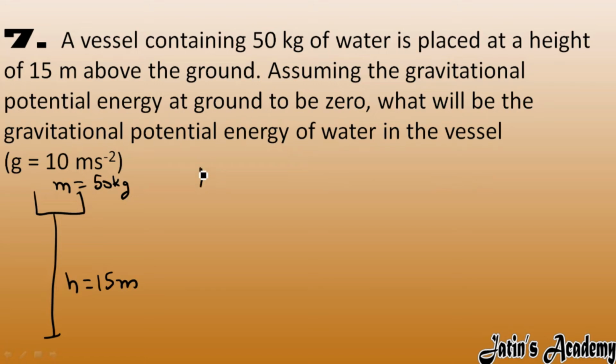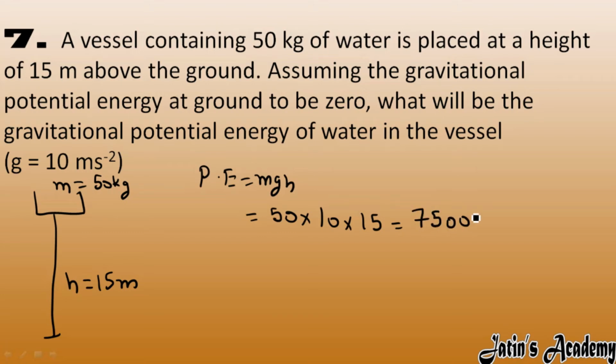Potential energy formula we have mgh. So here at the ground potential energy is 0. So here we will not take any potential energy. So mass value we are given as 50, g value it is given as 10, and height value it is given as 15 meter. So when you multiply 15 into 5 into 10, here you will get 7500 joule. So potential energy stored in the water which is placed in a vessel above the 15 meter height is 7500 joule. Clear?